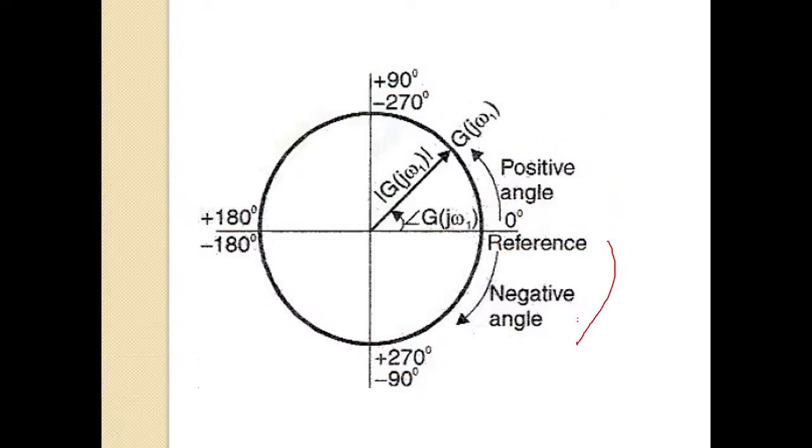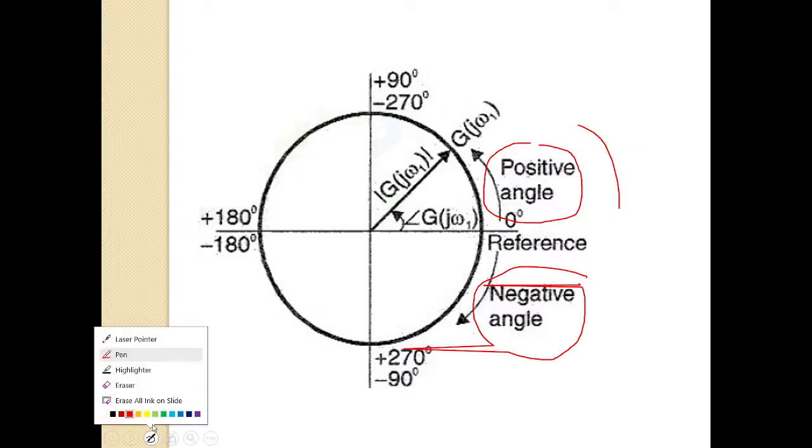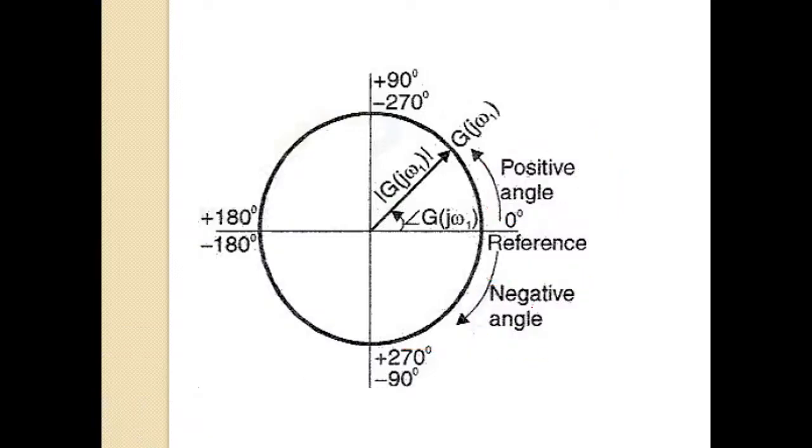Now if you move in clockwise direction, this is 0 degree, then minus 90, minus 180, minus 270, and so on. So just remember that. If we move in anticlockwise direction, the angle should be considered positive. If we move in clockwise direction, the angle should be considered negative.